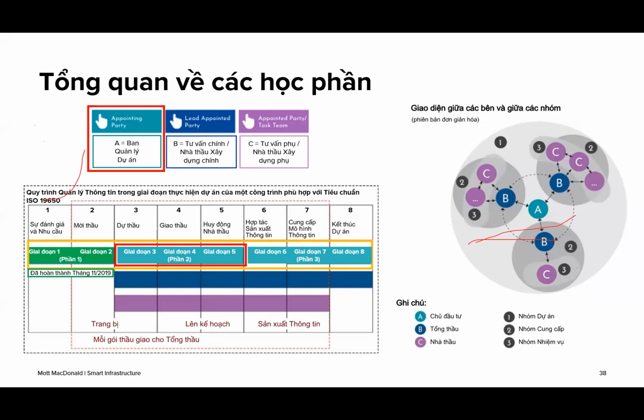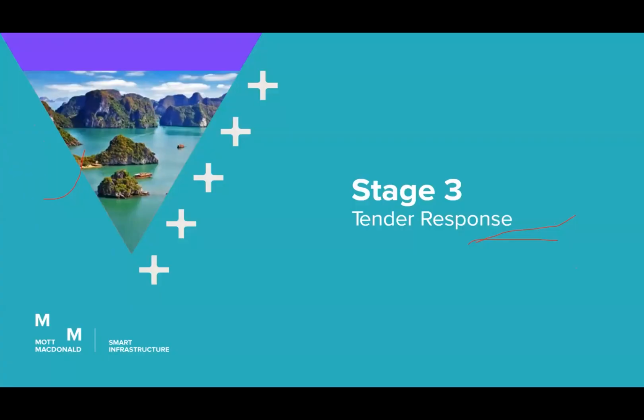Okay, so stage 3, we're looking at the tender response stage.